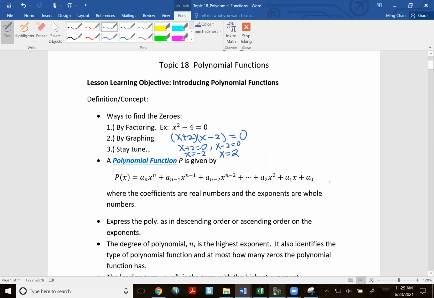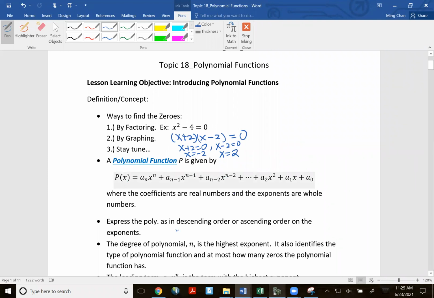Okay. For a polynomial function, the coefficients are always real numbers. That means there's no i. And the exponents are always whole numbers. Your exponent cannot be negative, because negative exponents actually force you to flip it. The negative exponent rule tells us to flip the base to the other side of a fraction.